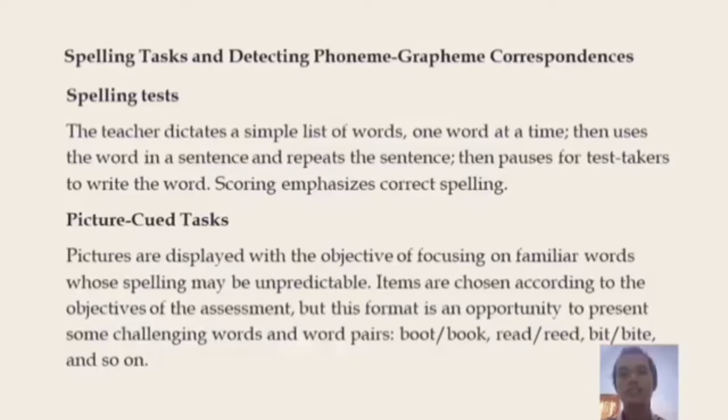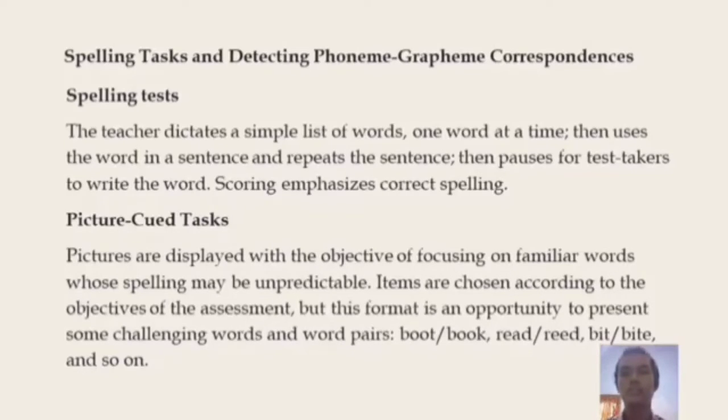Spelling test. In a traditional spelling test, the teacher dictates a simple list of words, one word at a time, then uses the word in a sentence and repeats the word, which allows for the test taker to write the word. Scoring emphasizes the correct spelling. You can help to control for distracting error by choosing words that the students have encountered before.